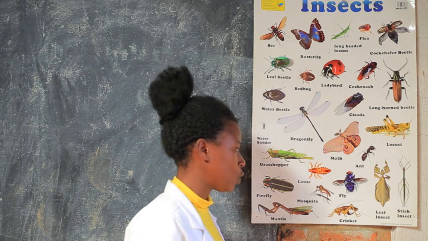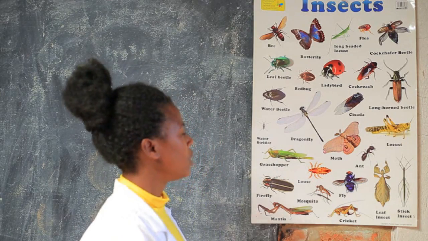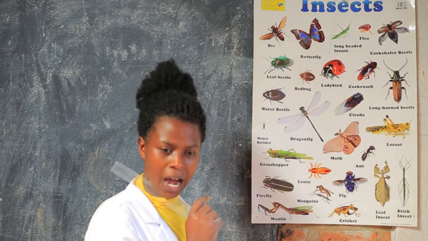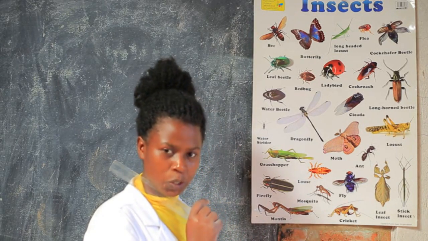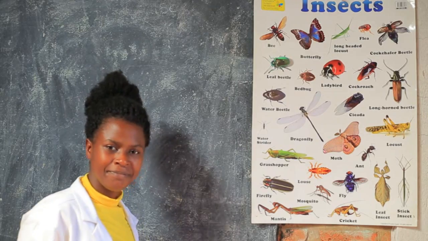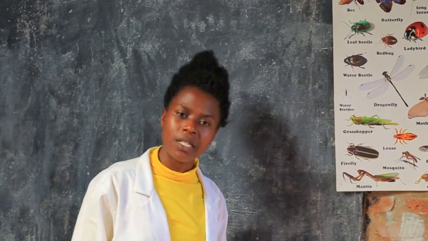We have this one. Too long, this one. It's like a stick also. So this one is called a stick insect. Have you seen them? Those are insects that are around our environment.